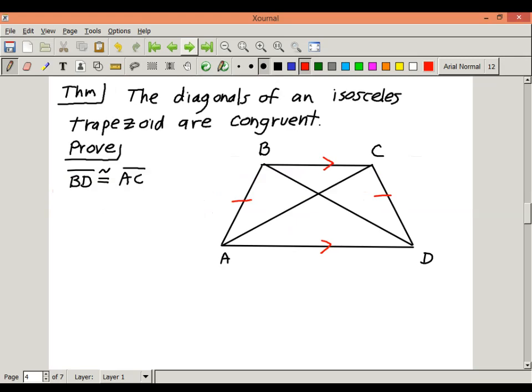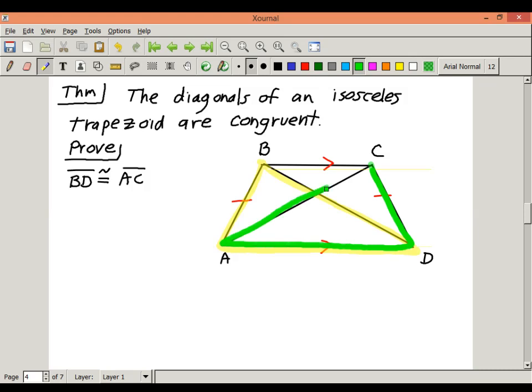Okay, so the other theorem about isosceles trapezoids that we need to prove is that the diagonals are congruent. So what we want to do to focus, so BD is obviously one of the diagonals, and AC is the other diagonal. We're going to try to prove those congruent. So to do that, we're going to pick two triangles which have those diagonals as corresponding parts, then prove the triangles congruent, and then say that BD and AC are congruent by CPCTC. So here's the triangles that you want to prove congruent. So the yellow one and the green one.